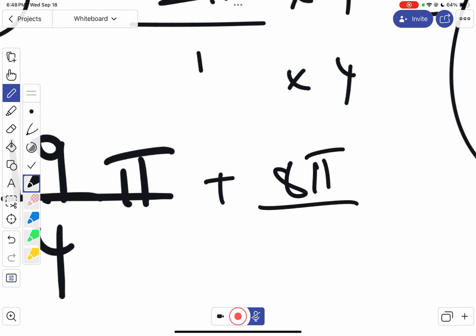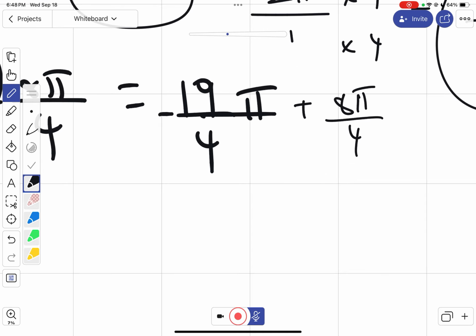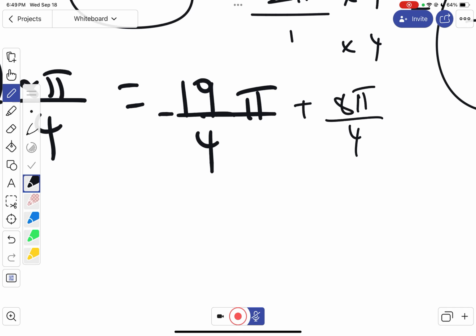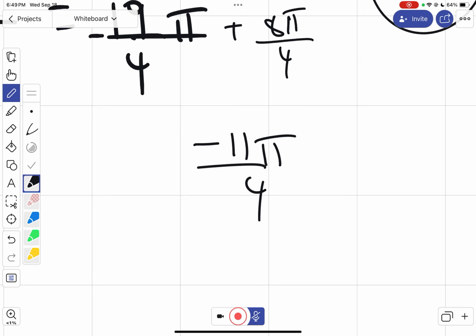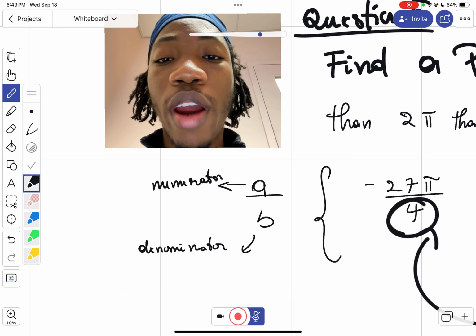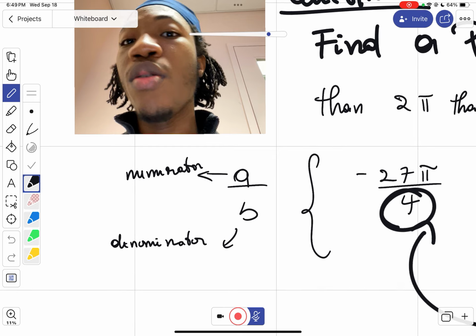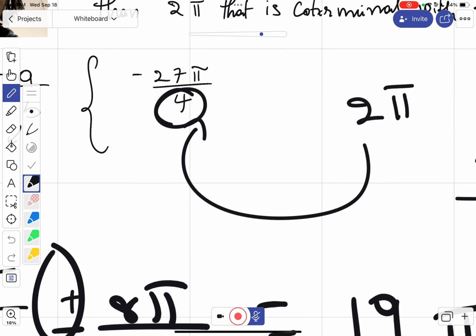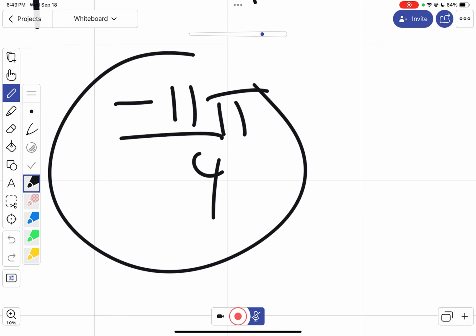Still going to add it, which is going to give you, in this case, I think minus 11 pi over 4. So like 19 minus 8. Yeah, minus 11 pi over 4. Minus 11 pi over 4 is still not our final answer because we're still trying to get a positive angle. So minus is a negative angle.